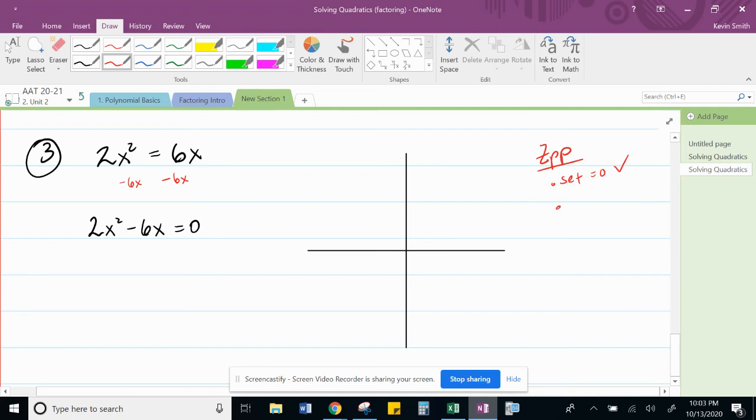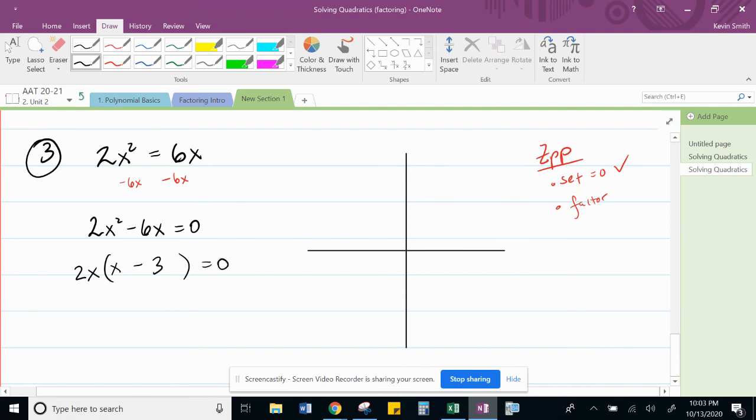Still can't use the zero product property yet, though, because I need multiplication. We're still working with subtraction. So I need to turn this into a multiplication problem. I need to factor this thing. So we look at this. It looks like I can just factor out a GCF. That's the quickest way to do it. I can pull out a 2x. And what would be left here? An x minus 3.